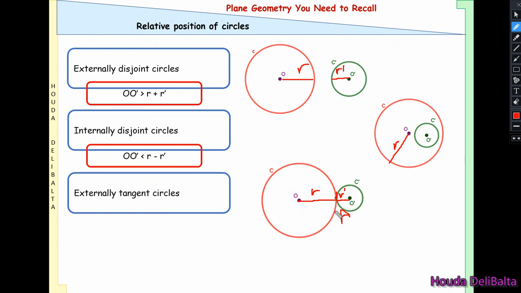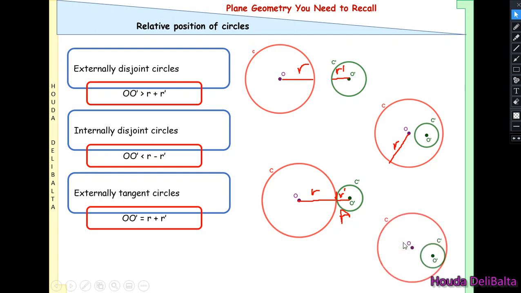Since there is no space in between them, they are just intersecting at one point, thus definitely the distance between O and O prime is equal to the sum of the radii R and R prime. Notice that the centers and the point of tangency are collinear. They are on the same line.